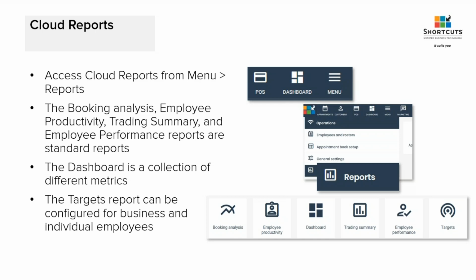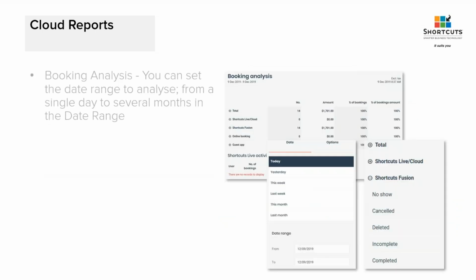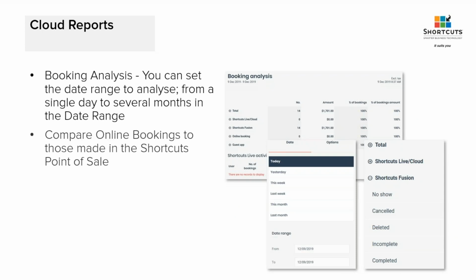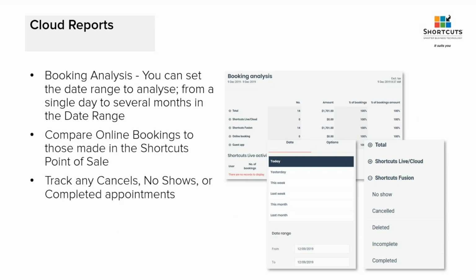The nice thing about this is the button that says dashboard. The dashboard is sort of like the trading summary and the employee performance and productivity report on steroids, because it gives you a one screen breakdown of all of your important data that refreshes in real time. So it's not limited to just today's trading date. With all of these reports, you get to set the date range. So whether it's one day, one week, or one month, you get to set it.